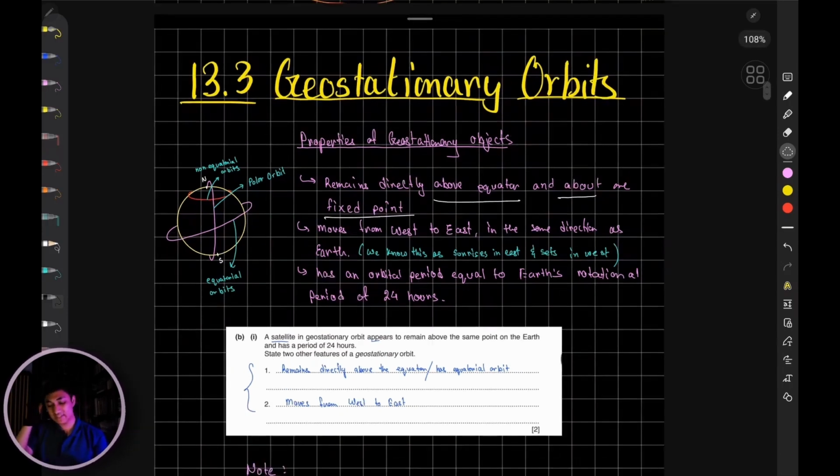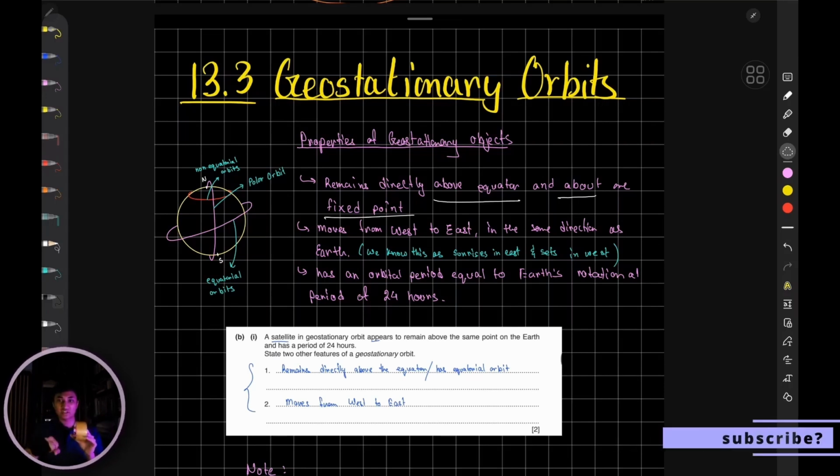Okay, second point is it needs to move from west to east in the same direction as Earth. You already know that Earth moves from west direction to east direction. So let's say north is above, south is on the bottom, and north, south, west, east. For me, this side is west. For you, I don't know if this is west. No, this is east. So this is going to be your west. So consider this to be the west and consider this to be the east. So Earth is actually moving from west direction to east.